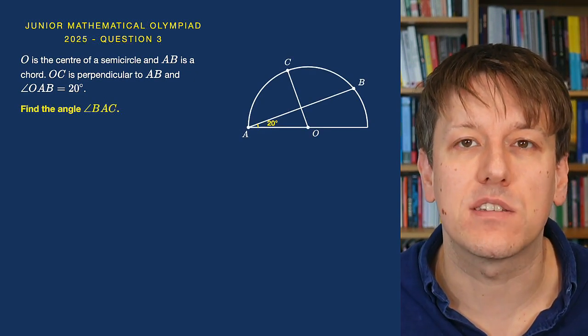Here we have a geometry problem on a semicircle. O is the centre, AB is a chord, OC is perpendicular to AB, and angle OAB is 20 degrees.